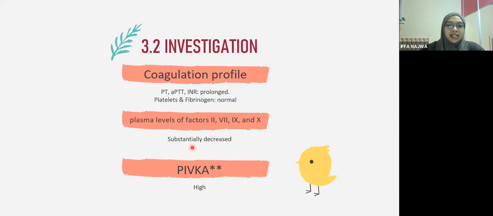And the main thing here is the PIVKA. Anyone knows what is PIVKA? PIVKA is protein induced in vitamin K absence. So PIVKA will be in excess in VKDB. This is the most sensitive marker, and its estimation is very helpful in diagnosis even after starting the treatment.